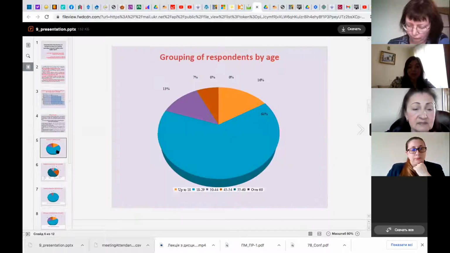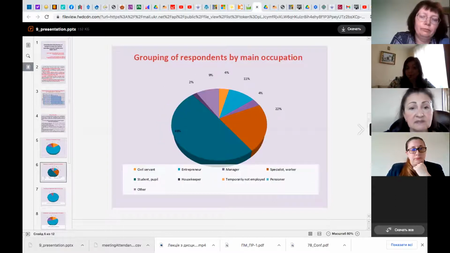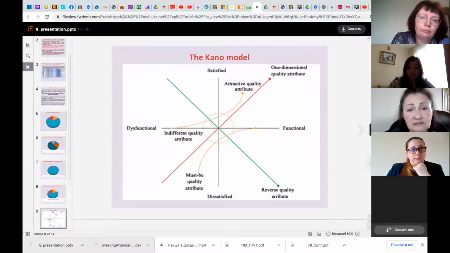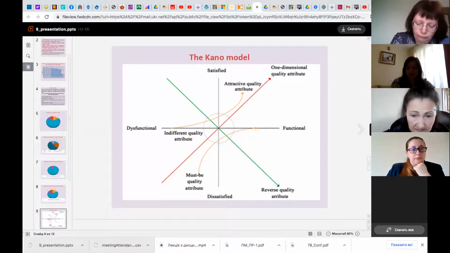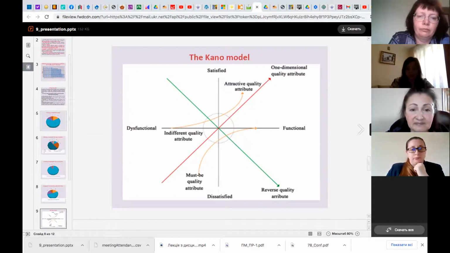So you can see from the next few slides our grouping of respondents by age, by main occupation, by internet access, and by place of residence. And the implementation of our task involved conducting a survey of users of the services of joint stock company Ukrzaliznytsia on the level of satisfaction with the services. Respondents were grouped by the following characteristics, which I showed you a few slides before.